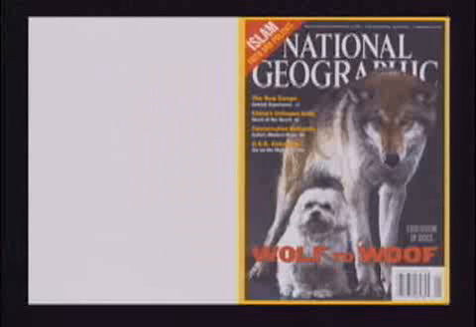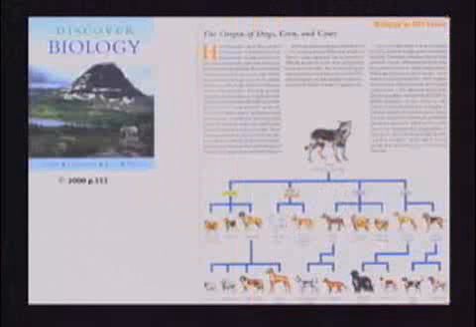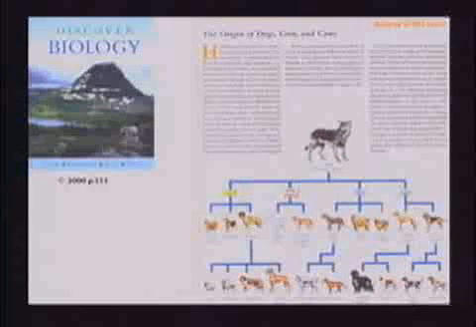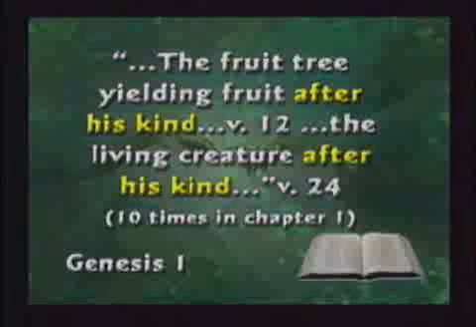National Geographic here has an article, From Wolf to Woof, how the dog evolved from a wolf. I don't argue with that. It probably did. But it's still the same kind of animal. Here's Mickey Mouse evolving. Yeah. The Bible says they bring forth after their kind, not after their species.